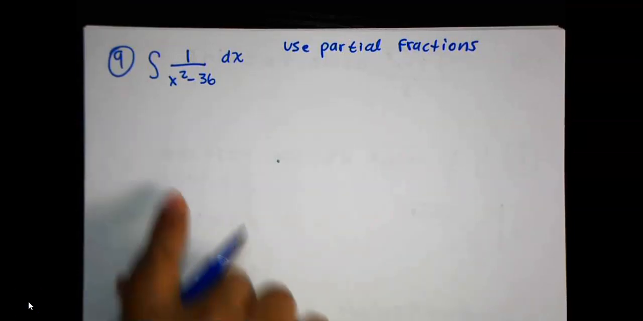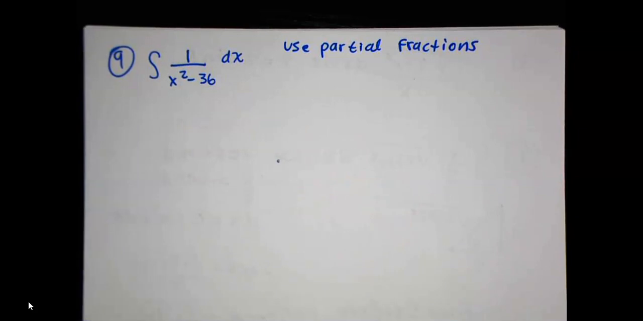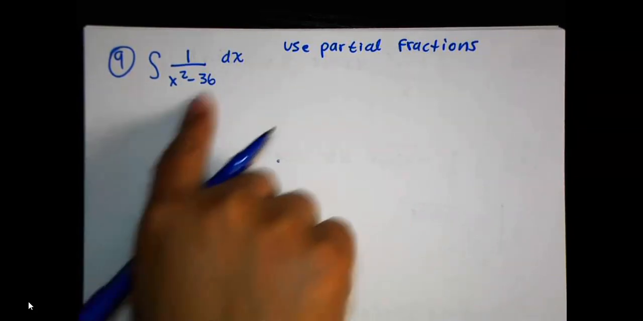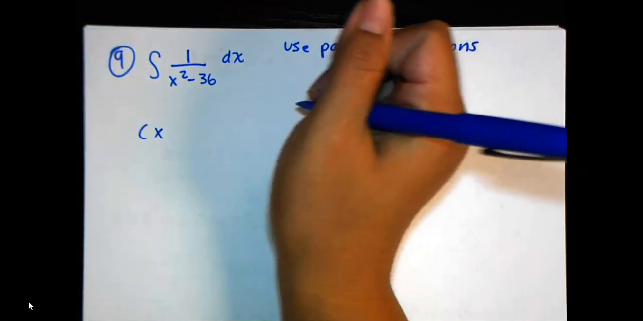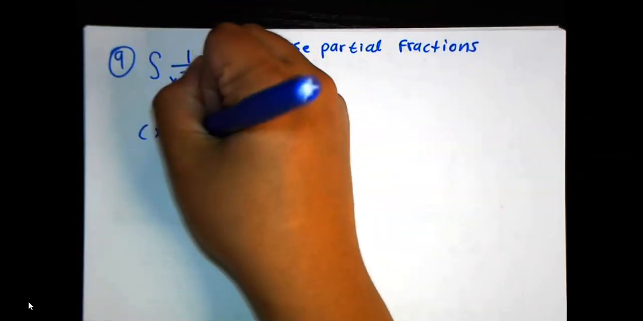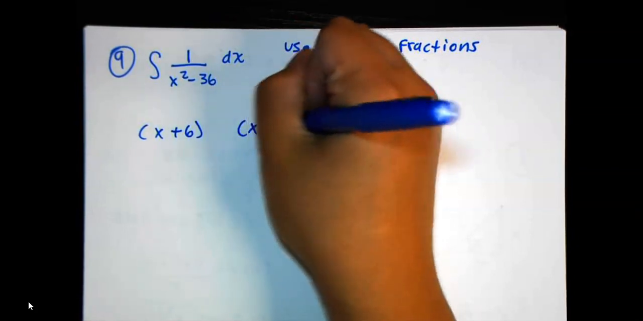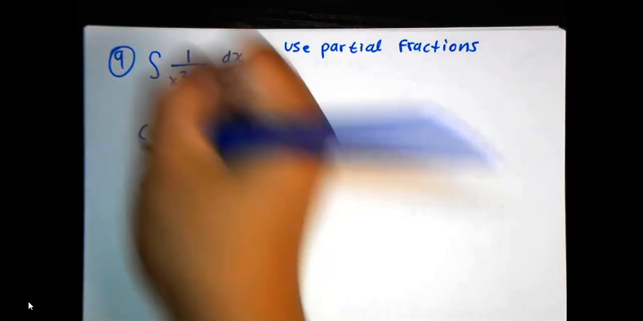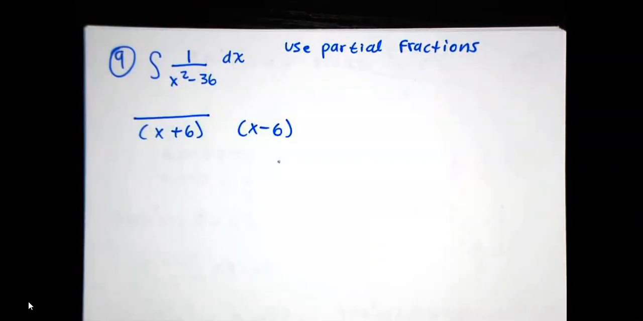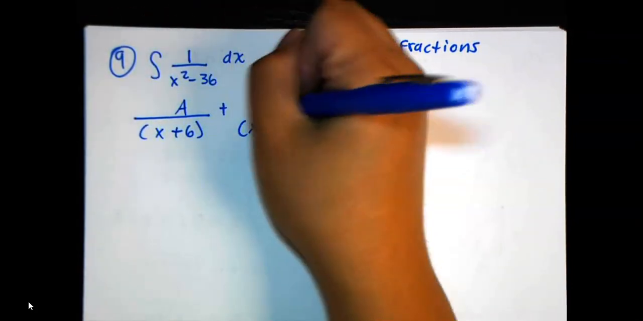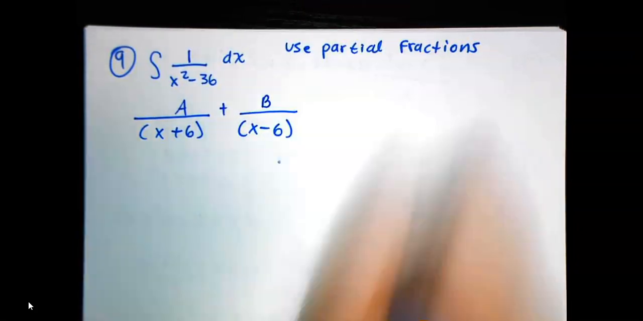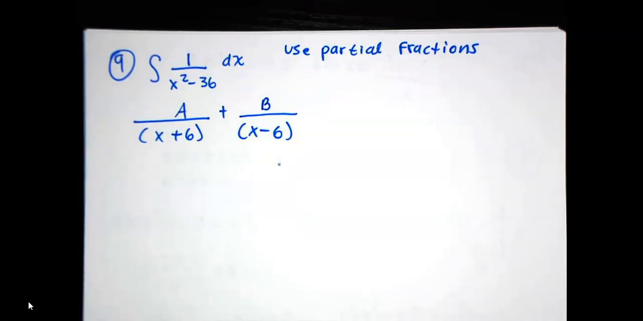So the first thing we do with partial fractions, we look at the denominator and see how we can factor it. This is a difference of squares. So we have x plus 6 and x minus 6. So what we're going to do, we're going to put this one. It's a linear, so I'll put an a on the numerator. This one's also a linear, so I'm going to put a b in the numerator.